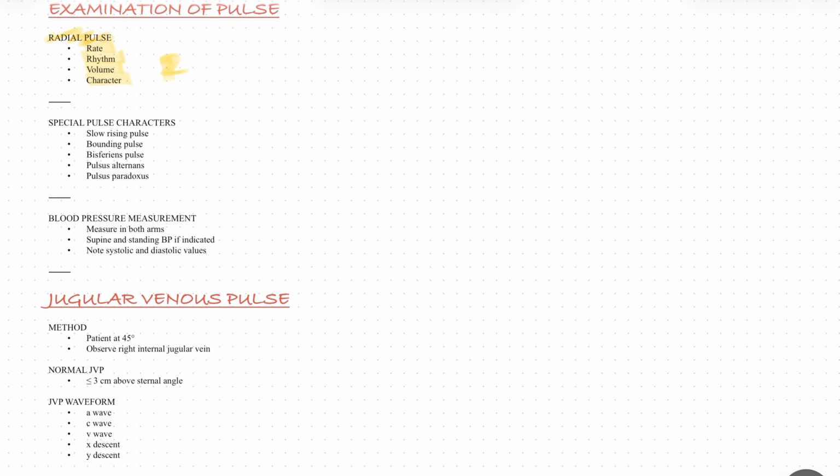Then coming to special pulse character, you need to know how the pulse feels: slow rising pulse, bounding pulse, bisferiens pulse, or even pulsus alternans, pulsus paradoxus. I'll teach you in the pulse topic. No need to worry. I just thought I could give a brief overview of these names.